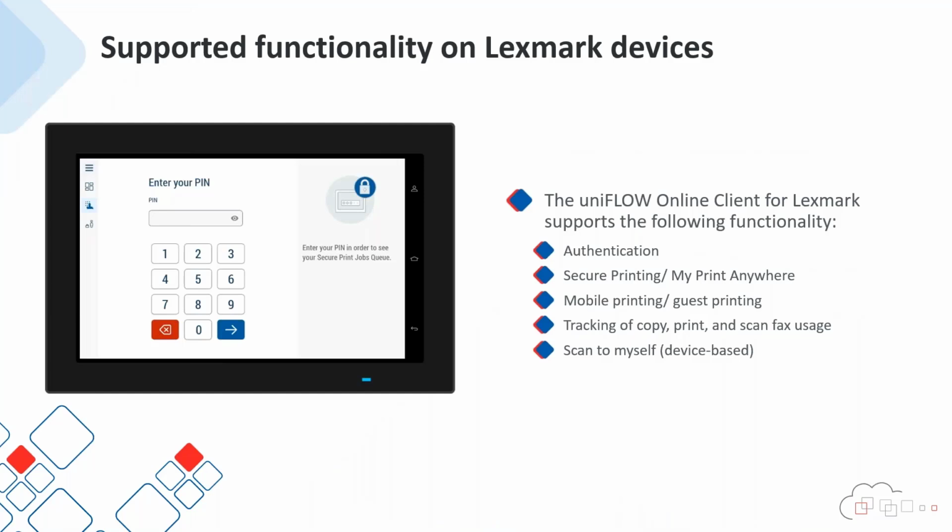So in terms of the functionality that's available with the Lexmark app, as you can see on the slide, we have the authentication, ensuring secure access to printing and scanning functions. Secure printing, My Print Anywhere, allows users to print securely and retrieve their documents from any enabled secure print device, regardless if it's Canon or Lexmark. Mobile printing and guest printing functionality that we all know and love. Tracking copy, print, scan and fax usage, and this is done by reading the actual Lexmark device logs, offering, just as with the Canon devices, detailed tracking and reporting of usage for those activities at the device. Now, we also have scan to myself. This is device based, not integrated with uniFLOW Online, so it still gives the user the functionality to send scanned documents to themselves via email.